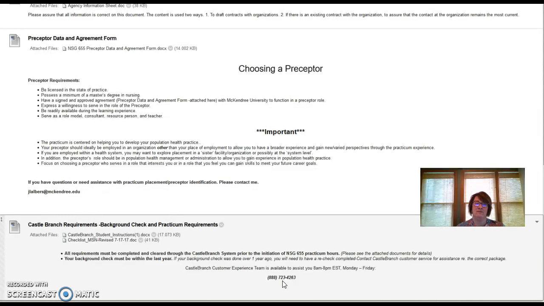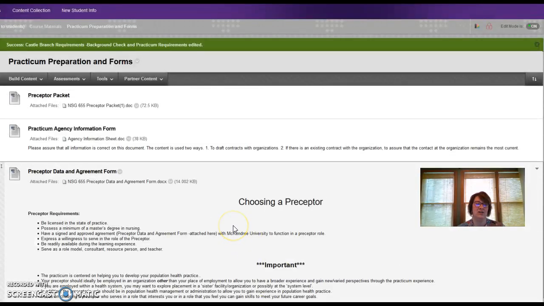So that's just a brief overview of the section on practicum preparation and the forms that are contained. So again, if you have any questions or concerns, feel free to let me know.